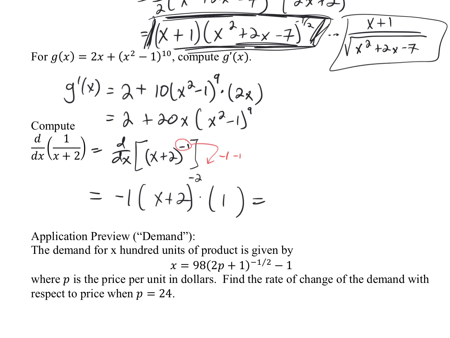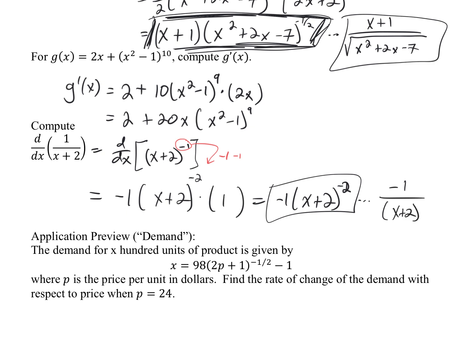We want to simplify this a little bit. We're going to call this negative 1 times x plus 2 raised up to the negative 2. That's our answer. In books or online, you may see people write this as negative 1 over x plus 2 squared, and that's also correct. It's fine to think about it that way, to write it that way, but I just won't require my students to reconvert it here at the very end.